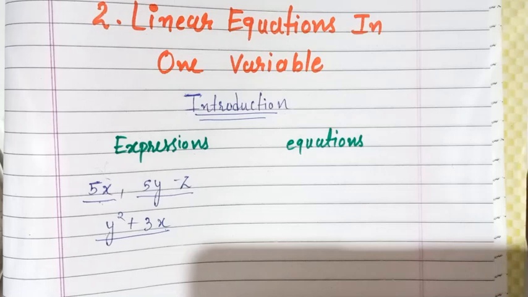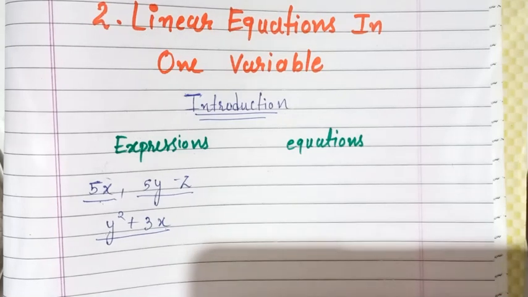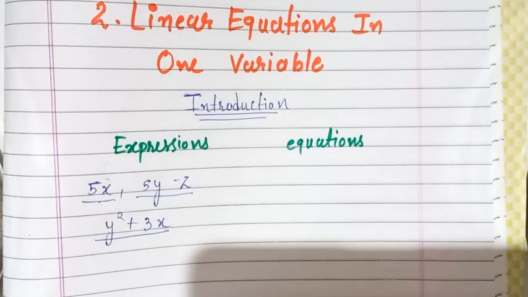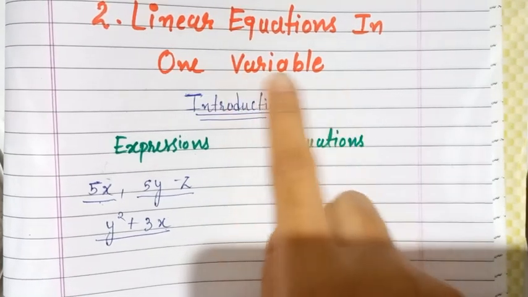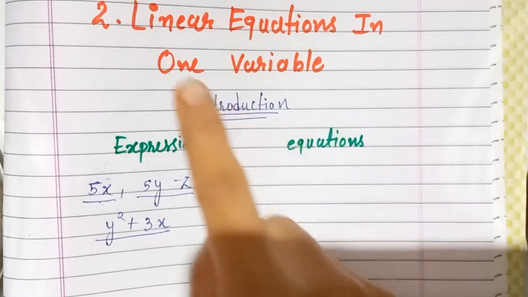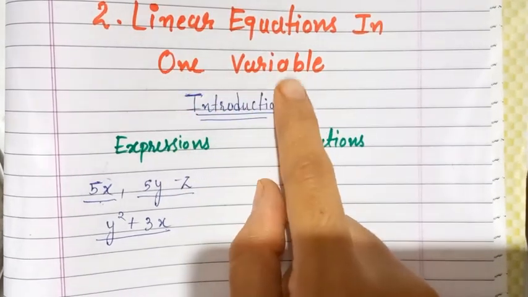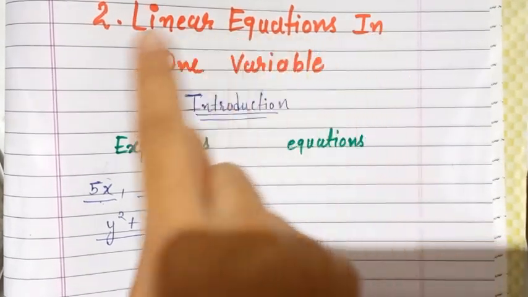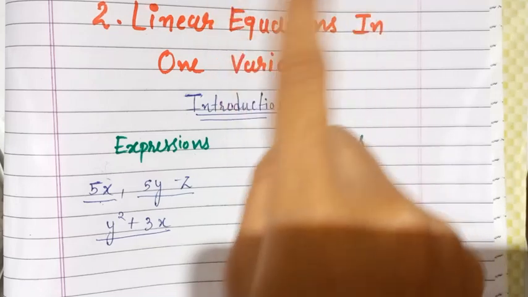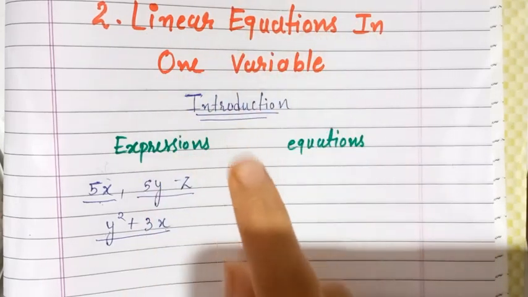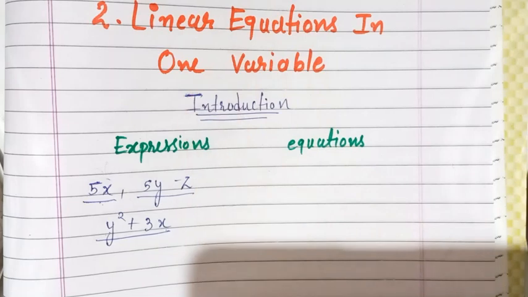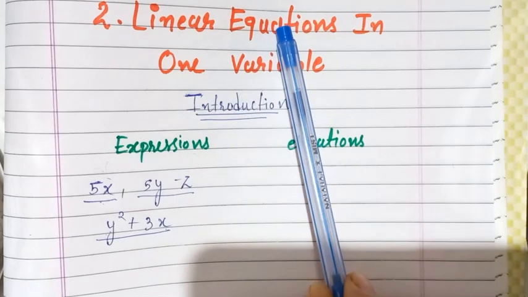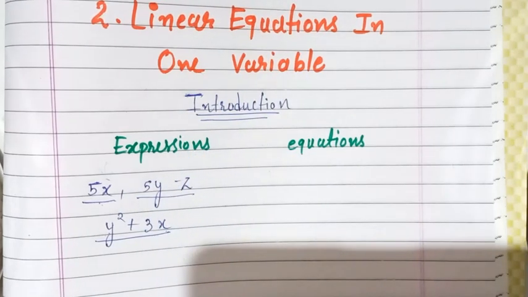Now in this chapter, whichever question we see, they are in one variable. There is only one type of variable. So this is one variable. Now this one variable is in an equation. So now let's see what is an equation and what is an expression.